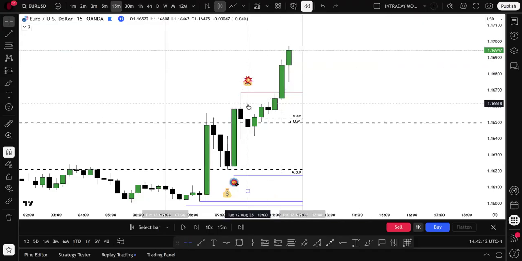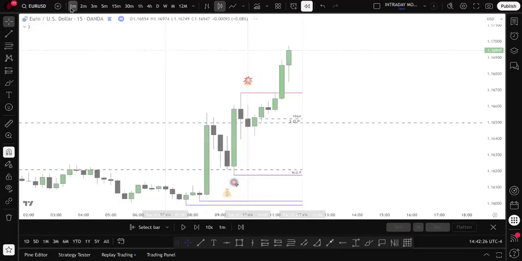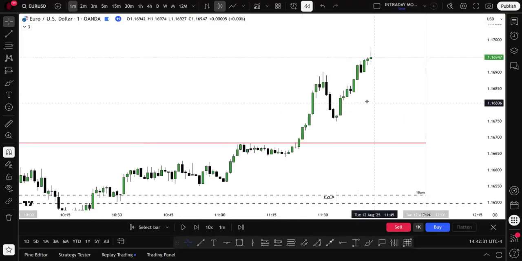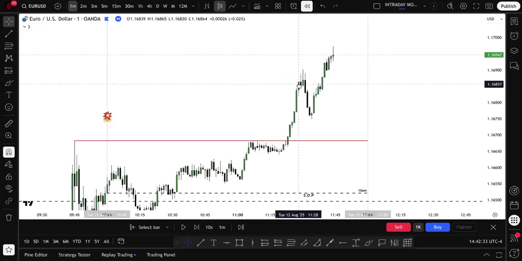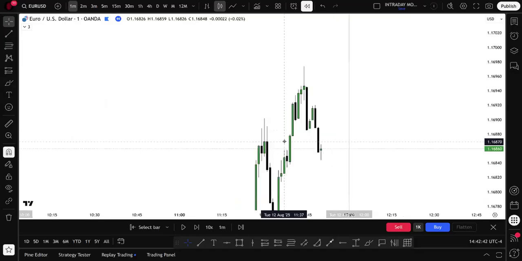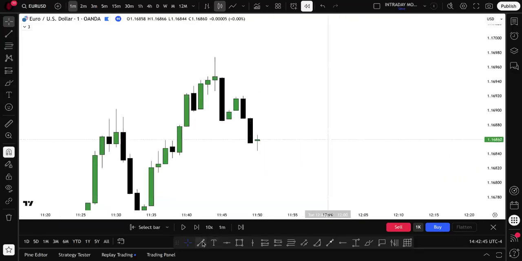Recap. So we have 10 to 12 p.m. Price raids that New York session buy side liquidity pool here. Breaks that out around 11:15 a.m. We go down to the 1 minute chart. And now all we're doing is waiting for that entry to go short. Where is that entry going to form? I don't know when. We just allow price action to naturally do it and print it for us.